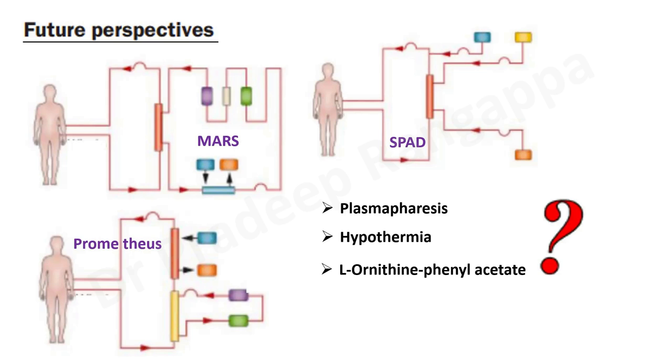So there are other novel, innovative measures that are being tested out. High volume plasmapheresis has been tested out. And all this, mind you, are a bridge to transplant. The definitive treatment is only transplant. Until you are awaiting transplant, some of these methodologies can be adopted. They have tried hypothermia, but the evidence has not been very strong. They have tried L-ornithine, phenylacetate. So all these have been tried, but these are all only a bridge, and the definitive treatment would still be transplant.